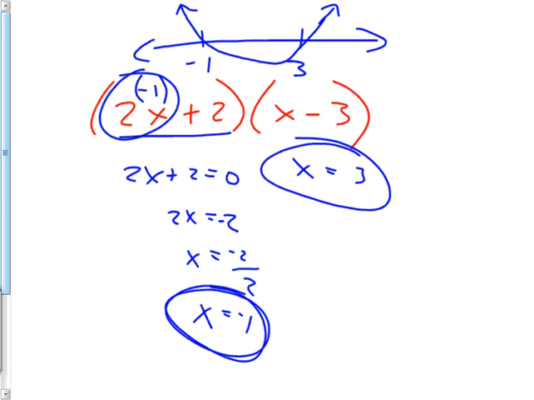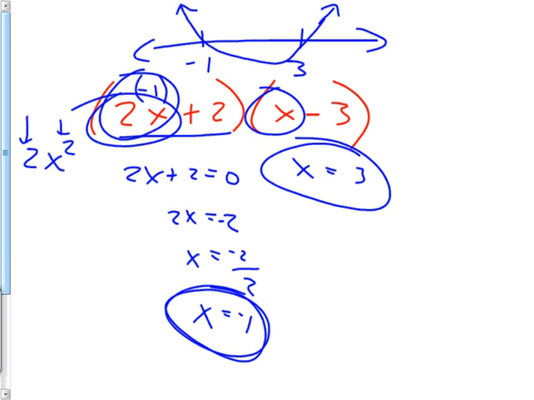Does it make sense that it's going up on both ends? Yes, because it's an even degreed polynomial. The lead coefficient here would be 2x squared. It's even, so they must be both up or both down. And the lead coefficient is positive, so the end is up. So it has to be like that.